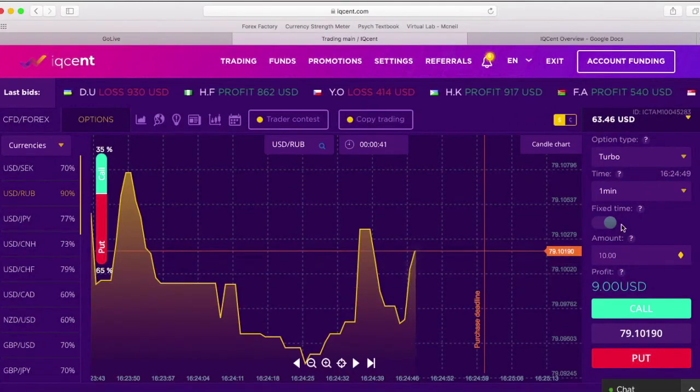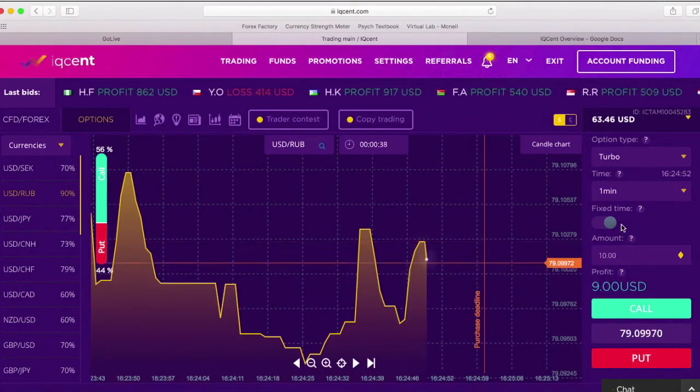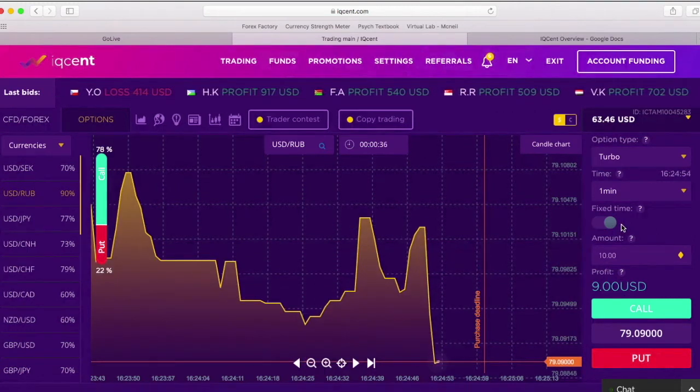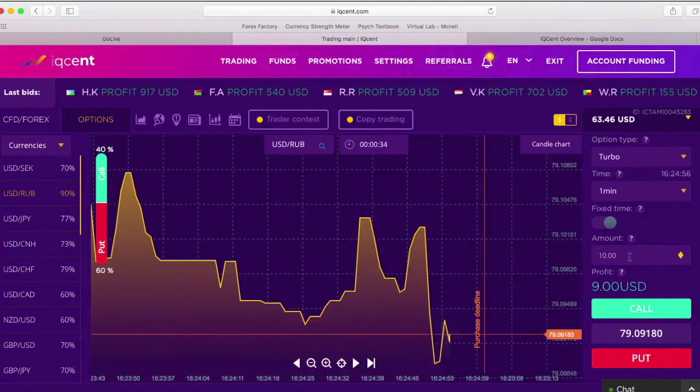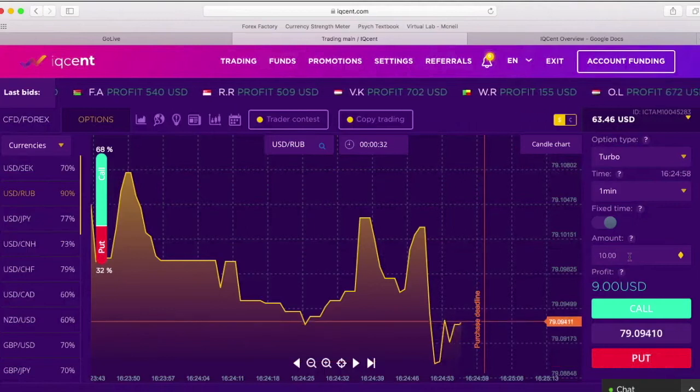And then for fixed time, you don't really need to know much about that other than you just need to keep it turned off. Going down to amount, as I said earlier, this is where you enter the amount you want to risk on the trade.